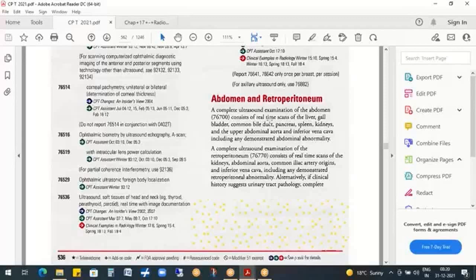Second point, if physician documents unable to examine all the organs.